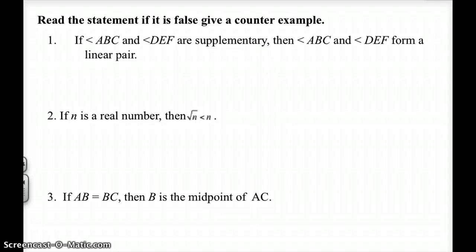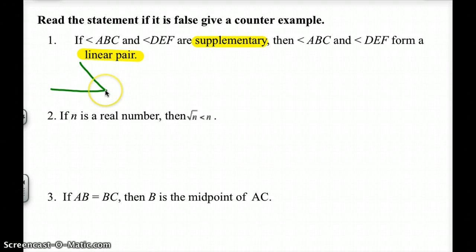So I have angle ABC and angle DEF are supplementary. Then ABC and DEF form a linear pair. So what I'm saying here is, if I have these two supplementary angles, then they're always going to be a linear pair. So now you need to be thinking about this. Is that true that every time you have a supplementary angle, you're going to have a linear pair? At this point, you're probably saying, no, they don't have to be connected. They don't need to be a straight line.